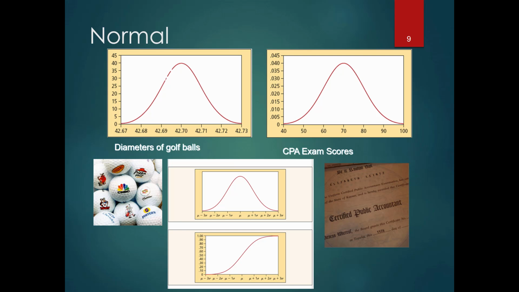Just a thing to note is basically what Excel is doing for us is standardizing every X value. So if a golf ball has a diameter of 42.69, it's going to convert that into number of standard deviations, and then I can use the empirical rule where I know probabilities under the curve. But Excel's going to find those probabilities for us.